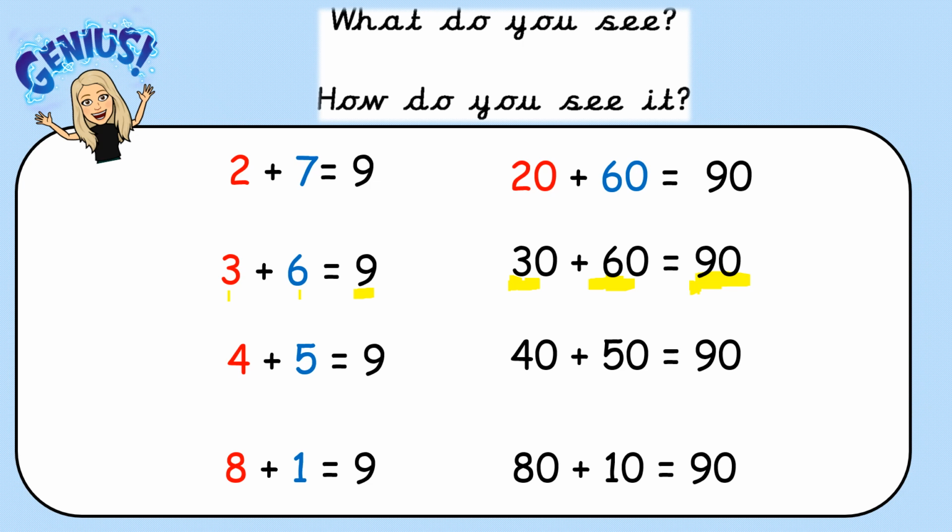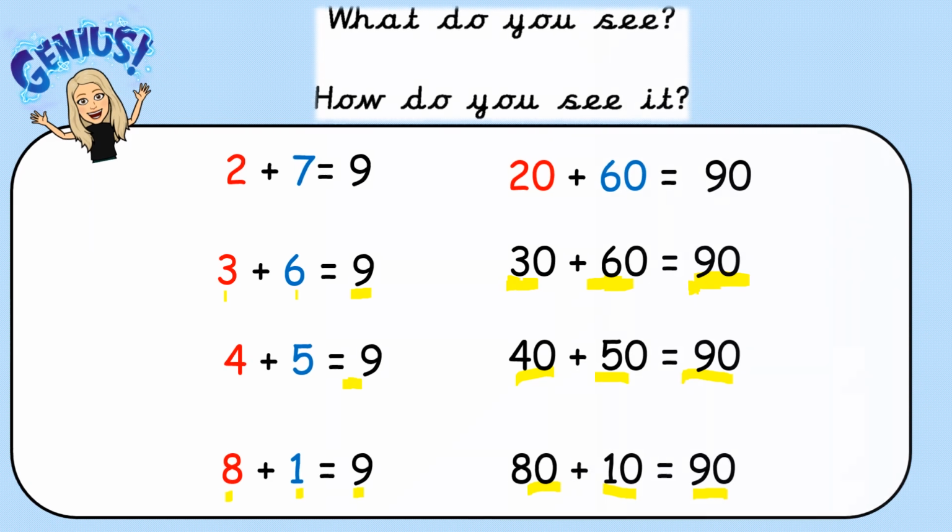If you know that 4 plus 5 is equal to 9, you know that 40 plus 50 is equal to 90. If you know that 8 plus 1 is equal to 9, you know that 80 plus 10 is equal to 90. Well done. You have learnt your number bonds for 9, and you've also then used patterns to solve even bigger number sentences, trickier number sentences. Well done.